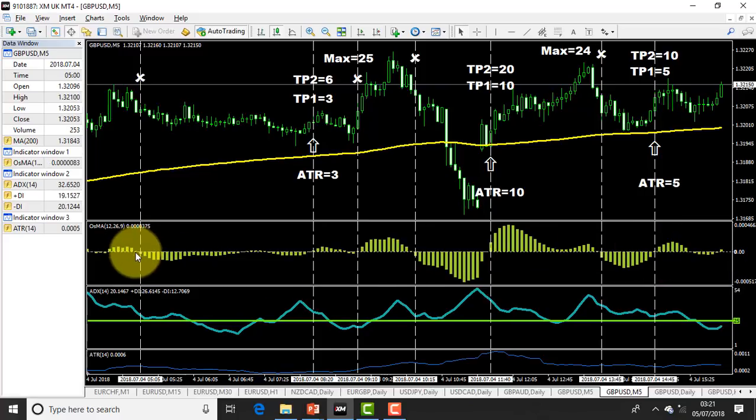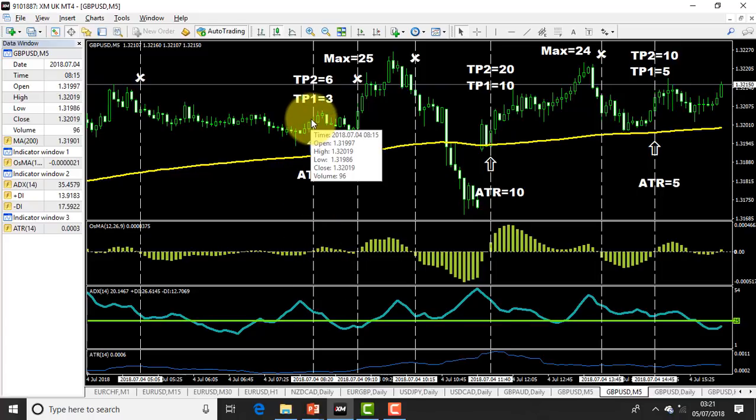So when it crosses down here, can we actually take a sell trade? No, because we're above the moving average. It crosses up here, can we take a buy trade? Yes, we can, because it's above the moving average. ADX is also greater than 25. Let me quickly show you the ADX.